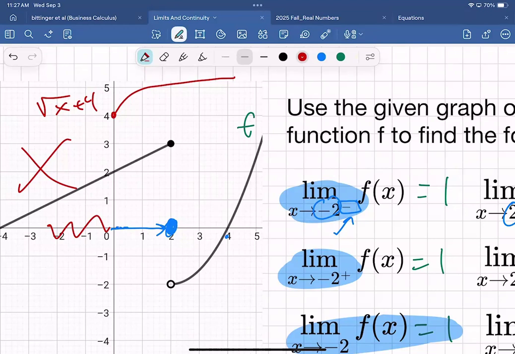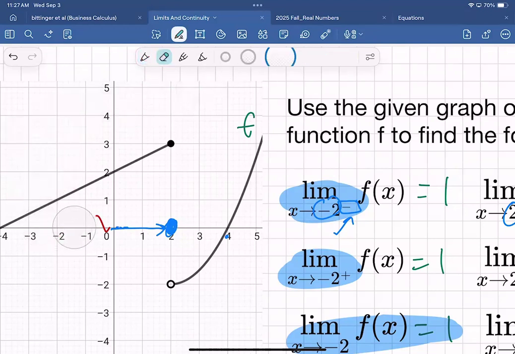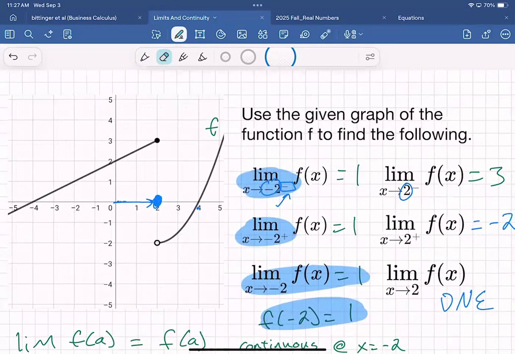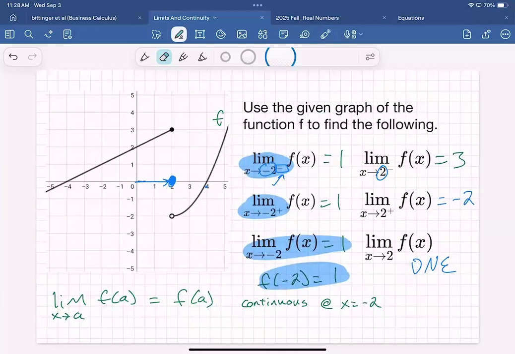Does that help? Yep. So in order for the limit to exist, approaching from the left needs to equal approaching from the right. Yes. In order for the limit to exist, the left and right hand sides have to agree. Any other questions or concerns?